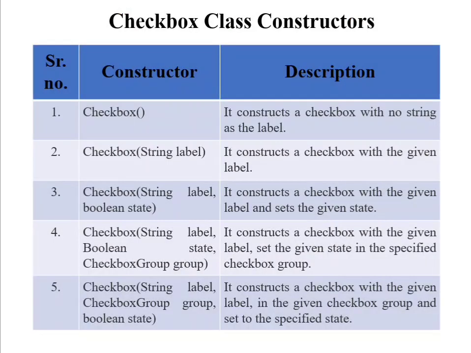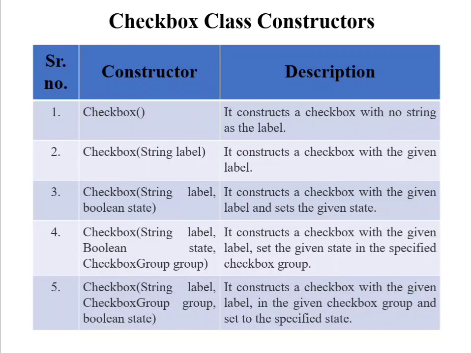Next one is methods inherited by Checkbox. That is, the methods of the Checkbox class are inherited by the following classes: java.awt.Component and java.lang.Object. These are the methods inherited by Component. The next one is Checkbox class methods.